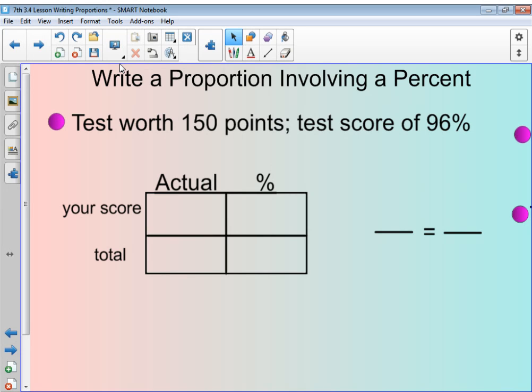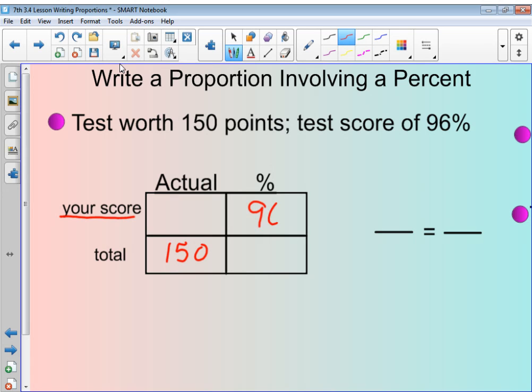So here it says a test is worth 150 points, and you got a test score of 96. So they want to know how many points I got out of the 150. So my total test points was 150. My percentage, my score or your score, was a 96%. And the total percent on test was 100. It's always going to be 100 for the total.